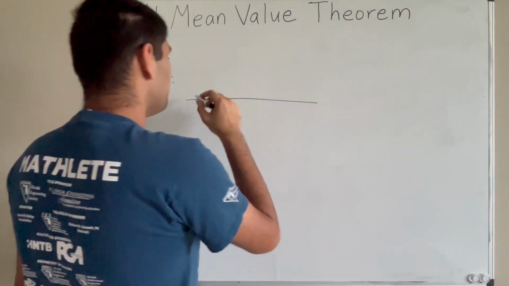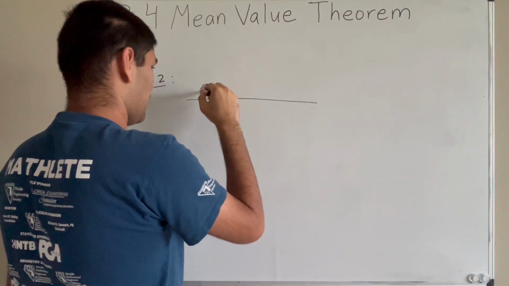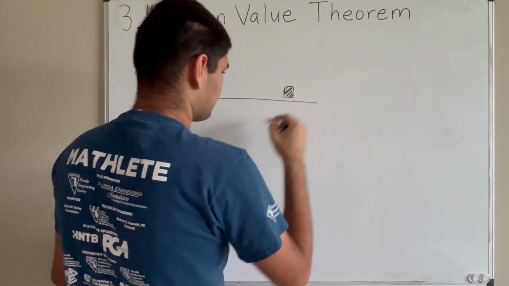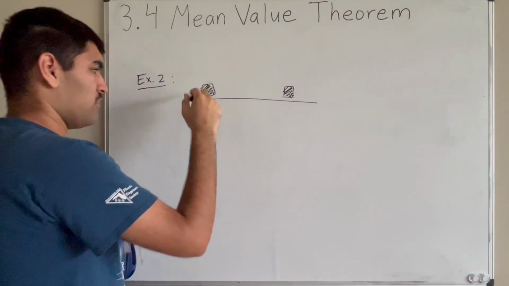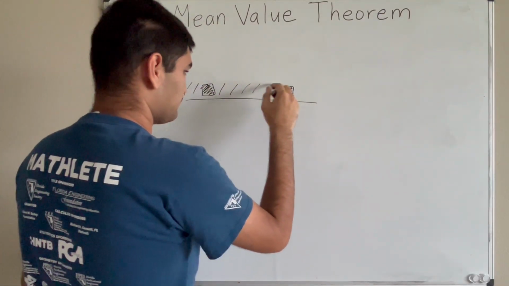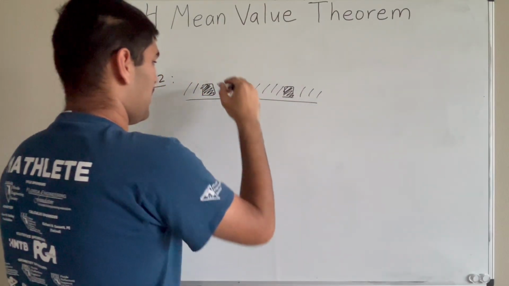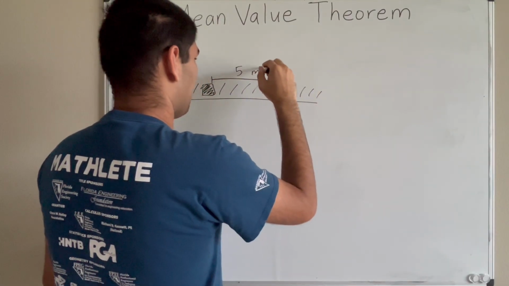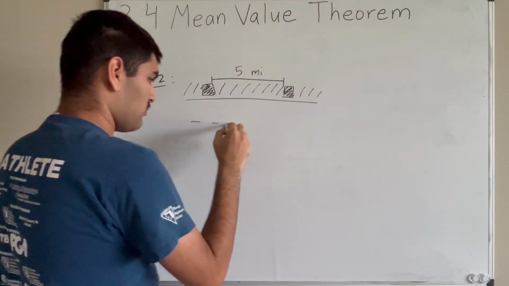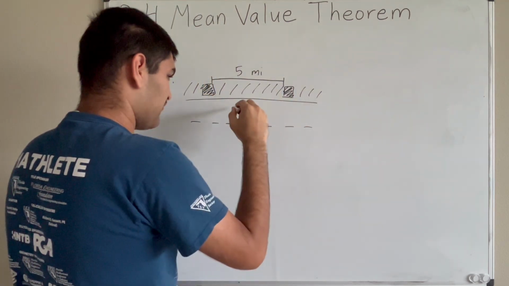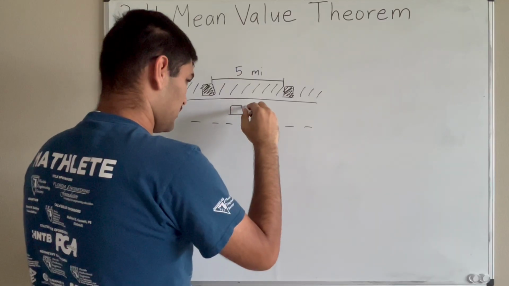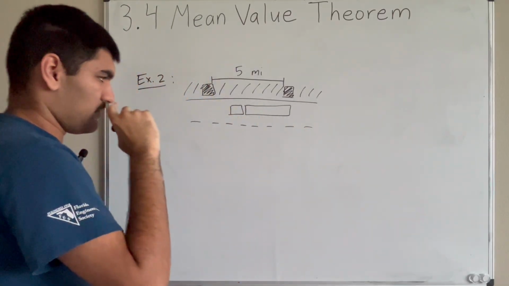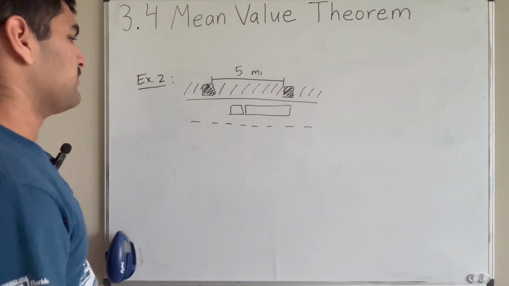In our next example, we have two police cars. I'll just represent the police cars using these boxes. Suppose they're by the road, so they're in the grass right here. We know that the distance between the two police cars is exactly 5 miles. Then we have the road over here, and we have some truck that's passing through these police cars, represented by this box right here.